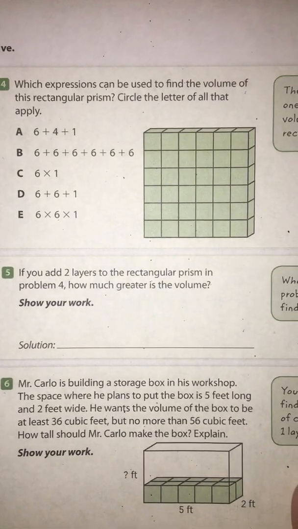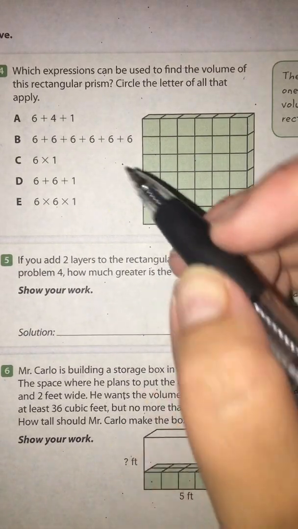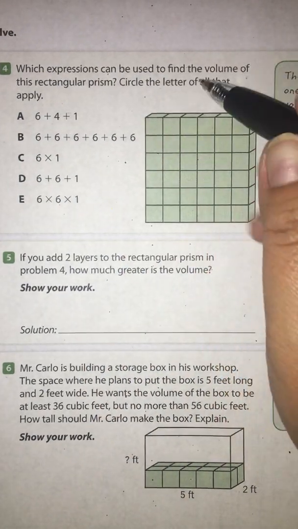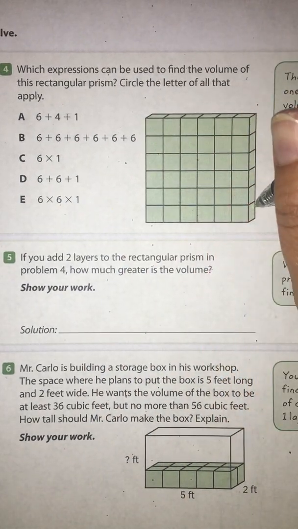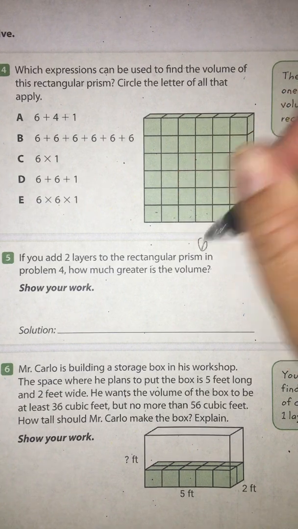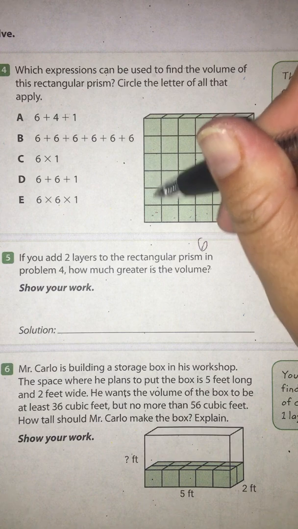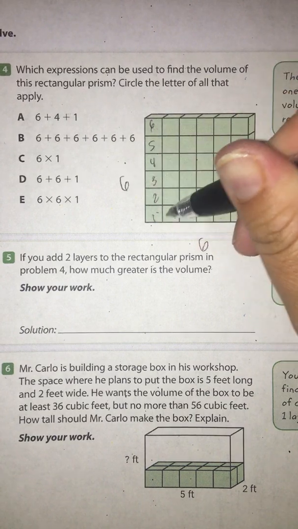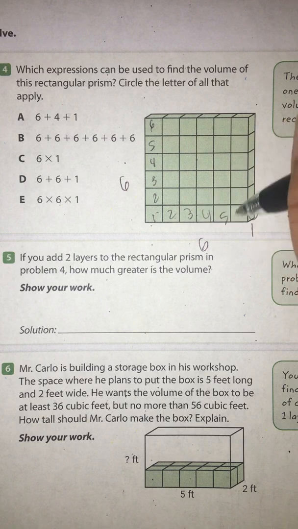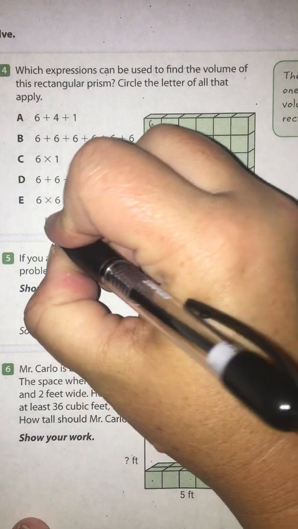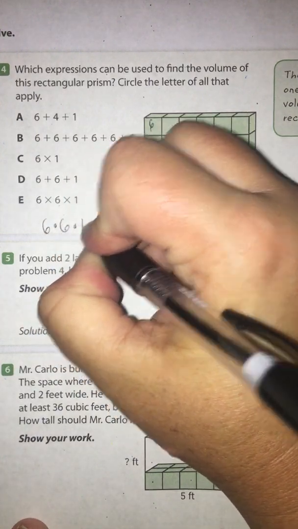Right? On the back is 272. Which of the expressions can be used to find a volume of this rectangular prism? Circle all that apply. So I'm going to kind of look. I see there's only one here. 1, 2, 3, 4, 5, 6. 1, 2, 1, 2, 3, 4, 5, 6. I better make sure this is correct. Good. 6 times 6 times 1. That's how I would typically do it. 6 times 6 times 1.